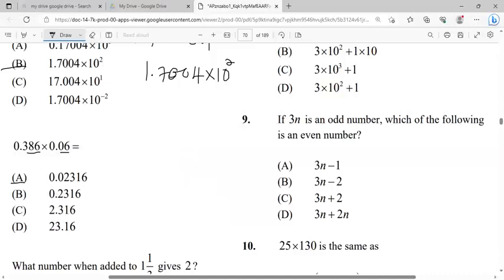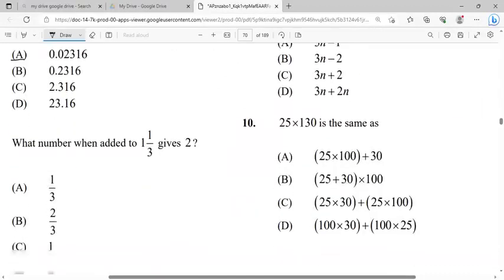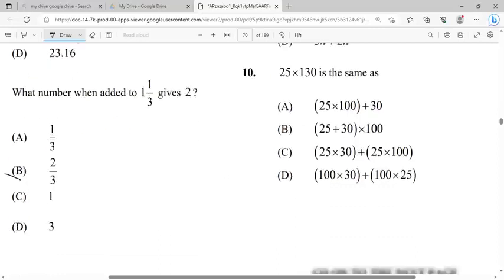Let's look at this one now. What number, when added to 1/3, gives 2? And that is 5/3. We don't need to spend a long time on that because that is pretty straightforward.